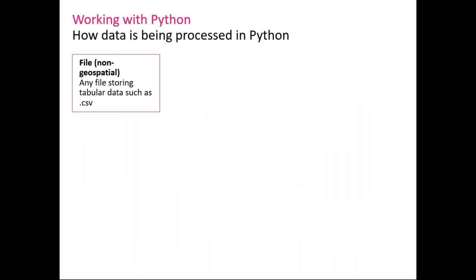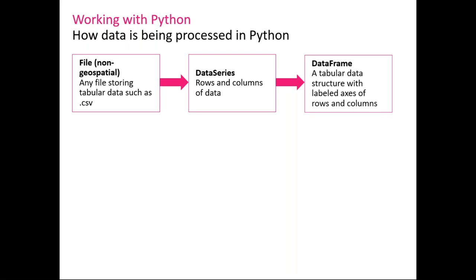So in case of a file that holds non-geospatial data, and this can be any file storing tabular data, such as, for example, a CSV, that data is represented as a data series, which is essentially rows and columns of data. And that data series is projected onto a data frame. And a data frame is a tabular data structure with labels, axes of rows and columns.